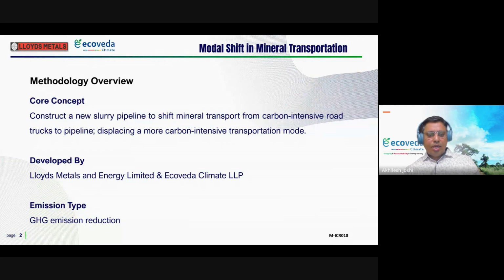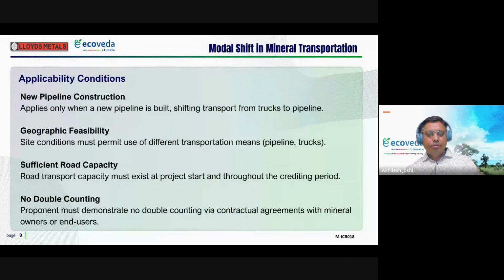Coming to the next slide. These are the main applicability conditions. There are many we have added, but you can go through the draft methodology to see them. We are trying to make this methodology globally applicable. The first applicability condition is that it should be a greenfield project. So it applies only when a new pipeline is being built, shifting transport from truck to pipeline. It is not retrofitting or updating an existing pipeline network to transport the minerals.